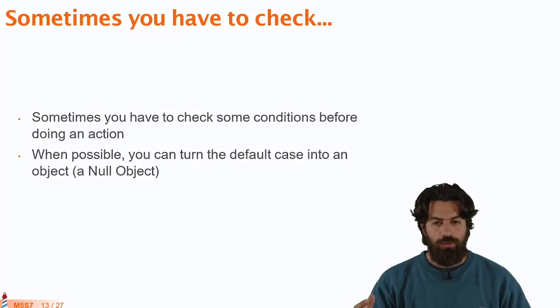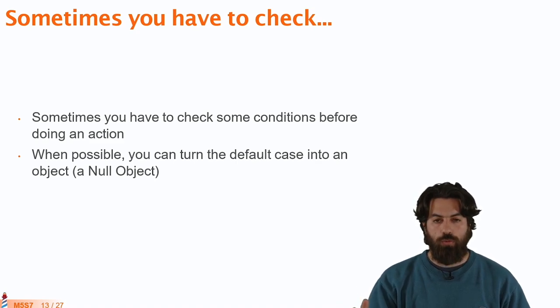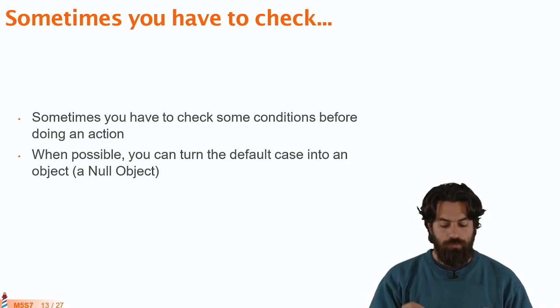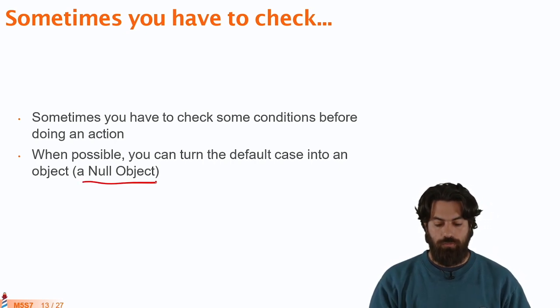Of course, you may think sometimes you have to check. We don't have an empty collection, so collections have empty collections. Numbers have 0 or 1 as a potential null object. So what can you do when you have some object of your domain that you want to represent as empty? One way to do it is to represent it with what we call a null object. So you can turn your default case into a null object of your model.